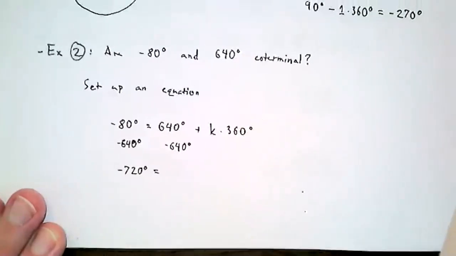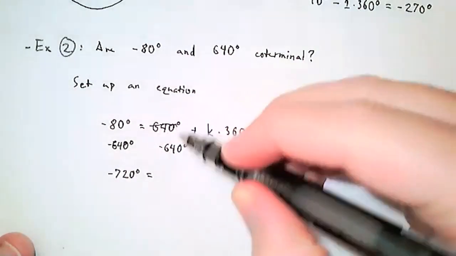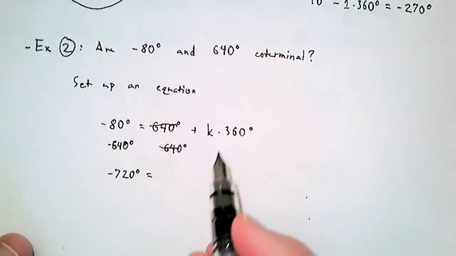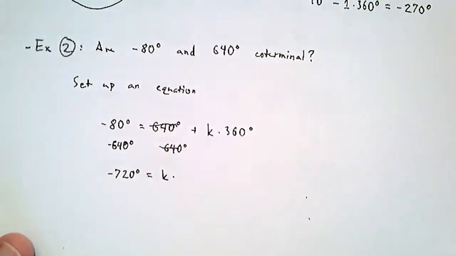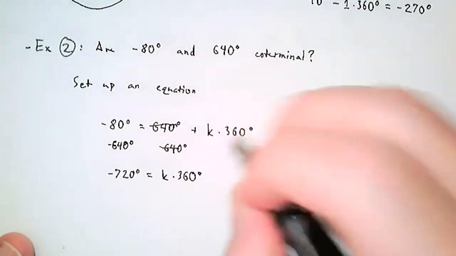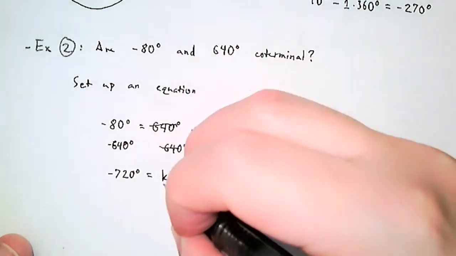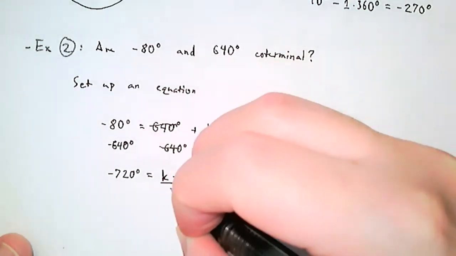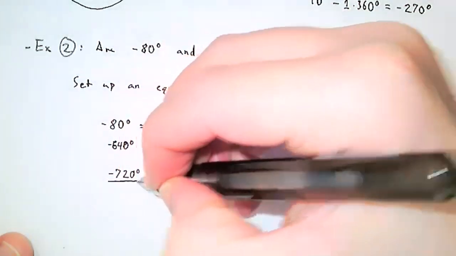Scroll down a little bit. So we have minus 720 on the left side. These cancel each other. So the only thing remaining on the right is k times 360 degrees. And to undo multiplication, we do the opposite of multiply. We divide by 360.